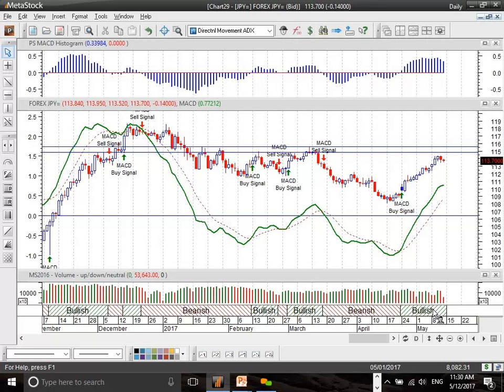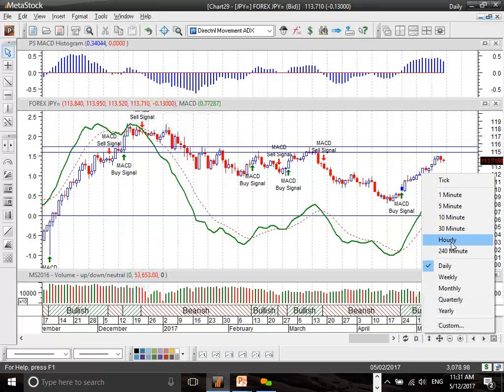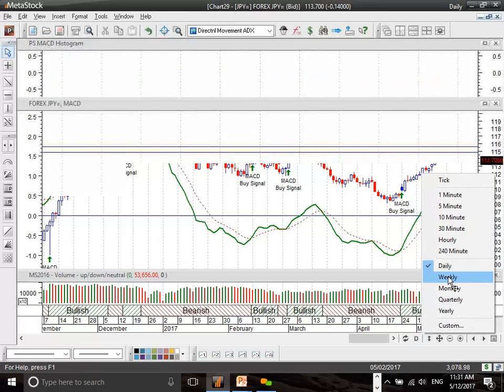Outlook remains bullish, as we can see from the bottom here. But we are closer to resistance, so probably some time to take some profit off the table on this instrument, on the US dollar, Japanese yen.